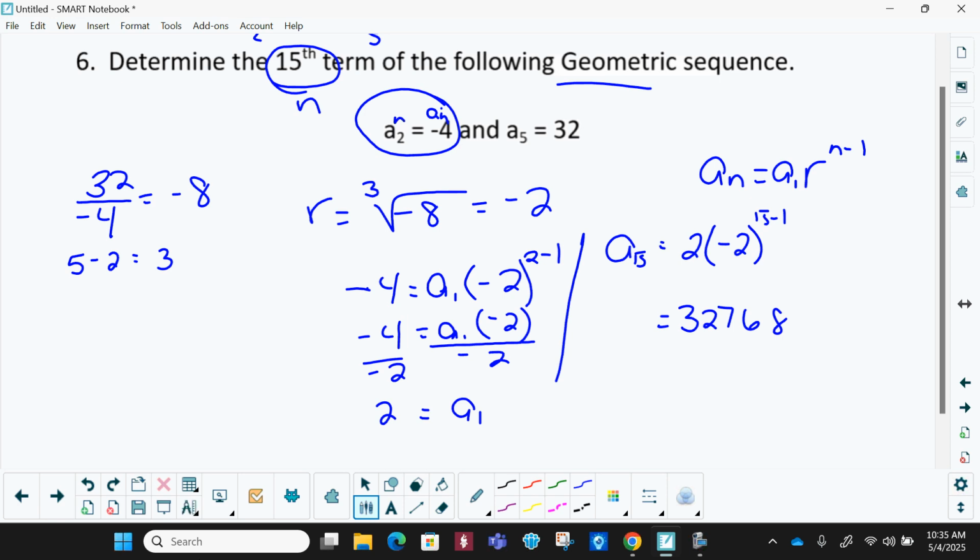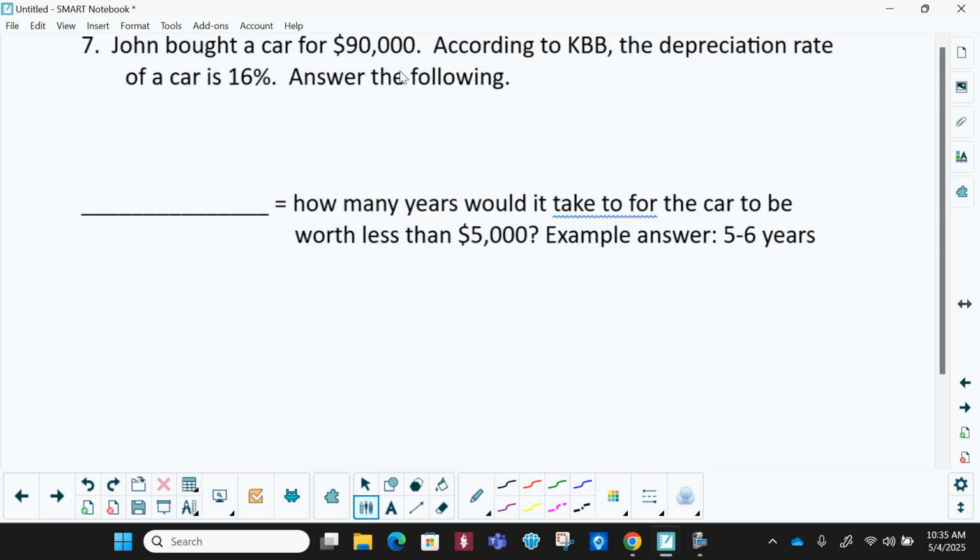Okay, I hope this is making sense. John bought a car for $90,000. So that's my a1, 90,000. According to Kelly Blue Book, the depreciation rate of the car is 16%. So now, remember when we're dealing with percents, by the way, this would be a geometric sequence because of the percentages.